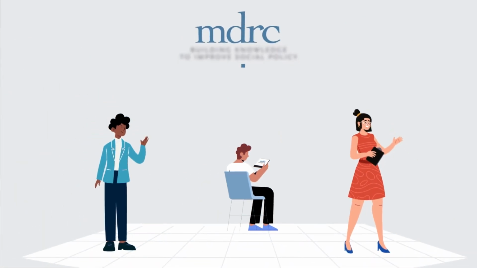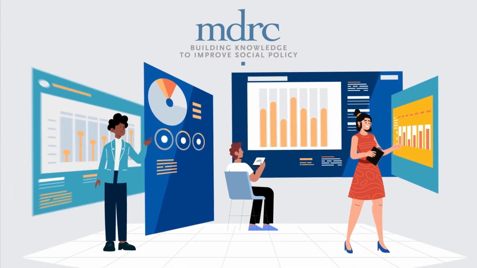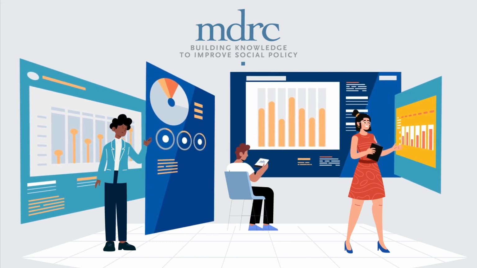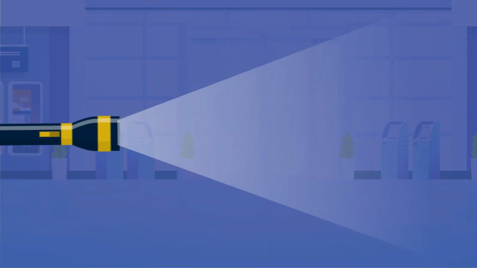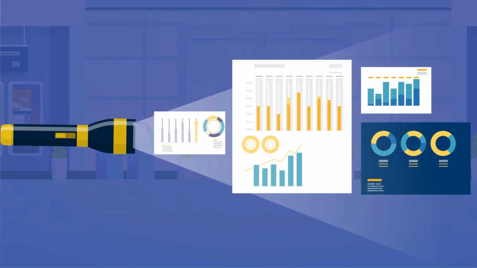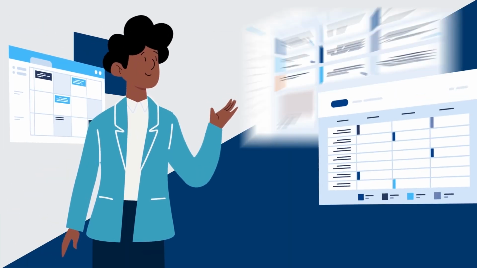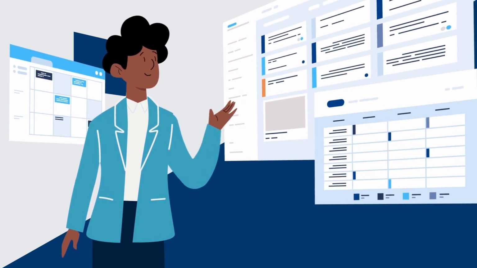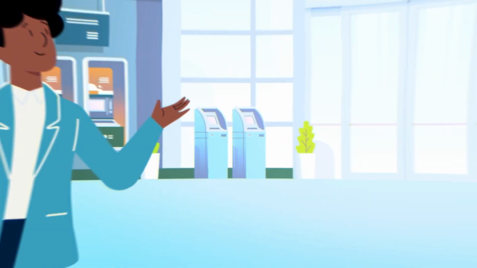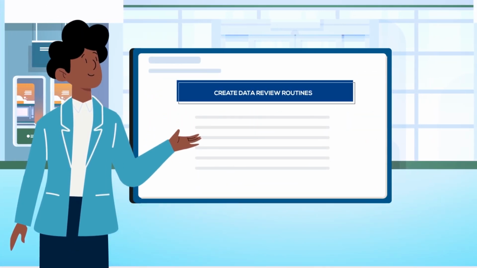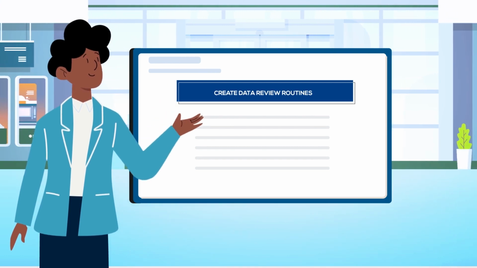Here at MDRC, our post-secondary education team likes to advise program staff to think of using data as a flashlight. A data flashlight can illuminate how a program is operating and promote accountability and learning. In this video, we'll discuss how to determine which data elements are most illuminating and therefore worth collecting and using. We'll also explain how to create data review routines that help advance equity goals and make continuous program improvements.